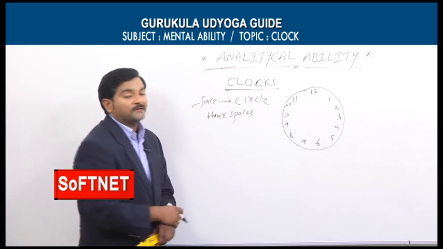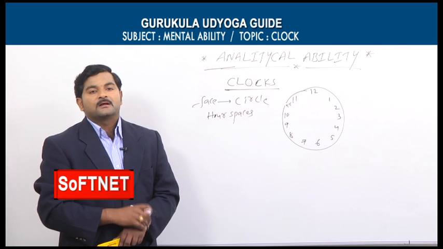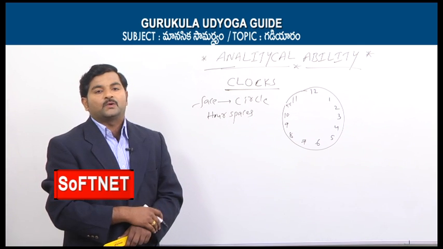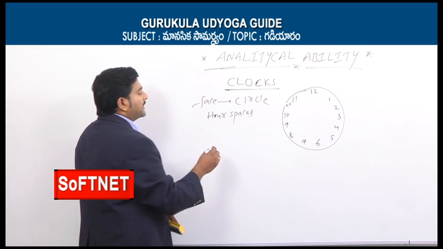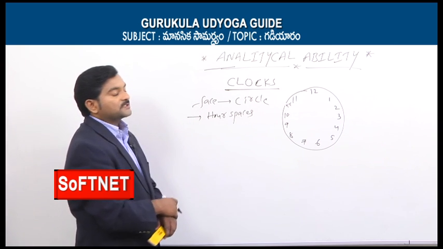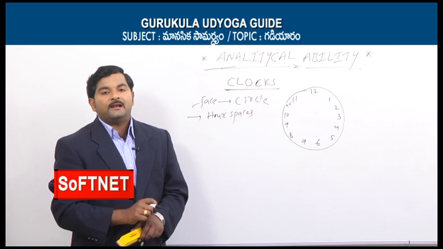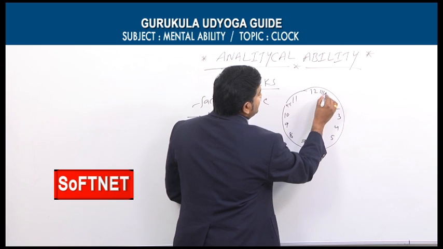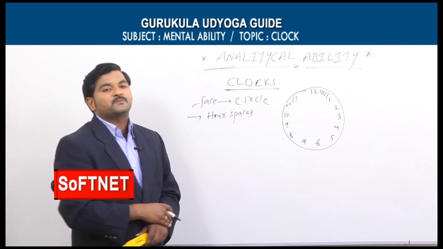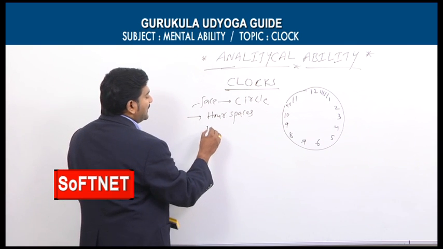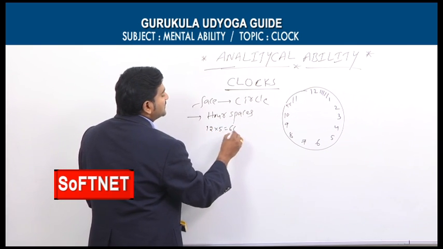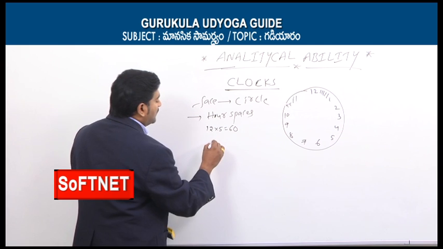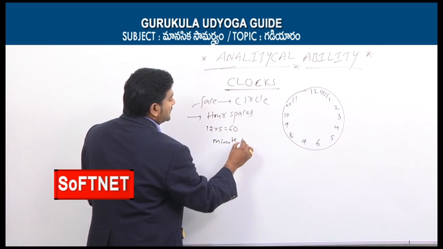I need to stress this point once again. The dial or the face of the clock is in the shape of the circle. This circle is divided into 12 big equal parts. All these 12 parts are called hour spaces. So what does it mean? The clock has 12 hour spaces, and we are already aware each hour space is again divided into 5 small equal parts. That is 12 into 5 is equal to 60 small equal parts. Each part is called a minute space.